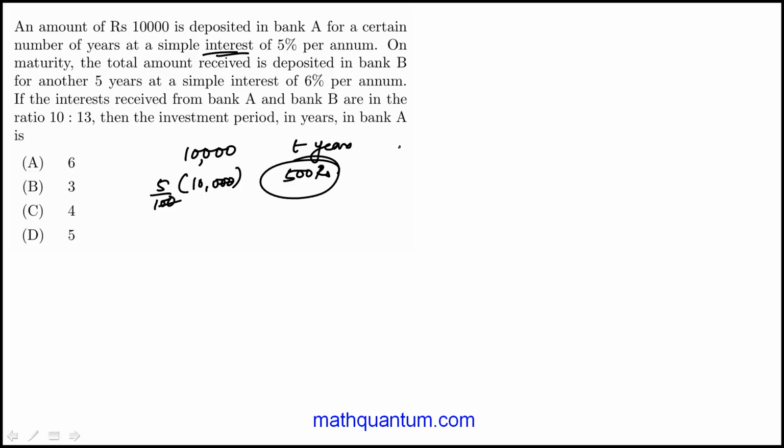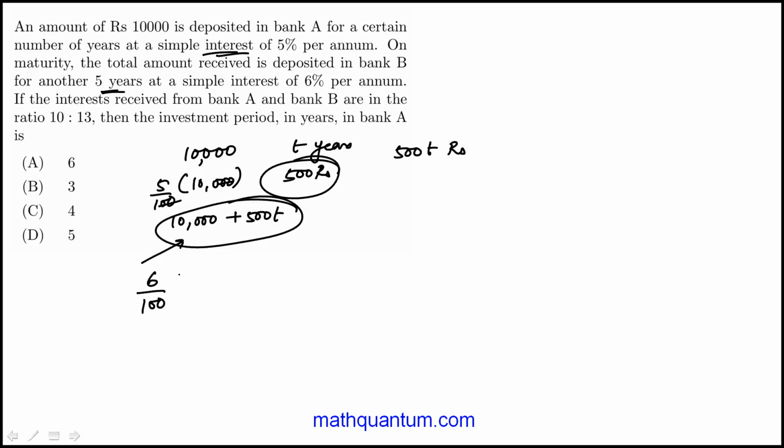So the total interest earned would be 500 T rupees. So that means that the balance at the end of this T-year period would be 10,000 plus 500 T. And they tell us that this amount is then deposited for 5 years at a simple interest rate of 6% per annum. So the interest per year would be this amount. And the total would be, this is what you're earning every year. So in 5 years, this would be the amount of interest.